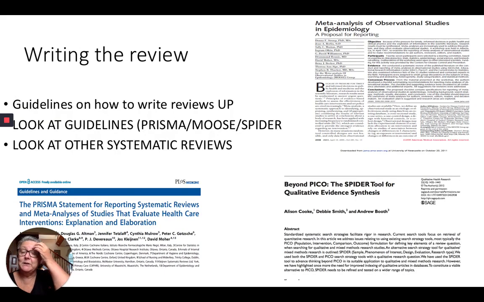So when you look at writing everything up, you've done everything now, you've got your results. I find that by looking at some of these papers, depending on what kind of review you're doing, they will actually show you the headings in terms of what you need to include. The other thing to do is look at other systematic reviews that have been published and see how they do that.